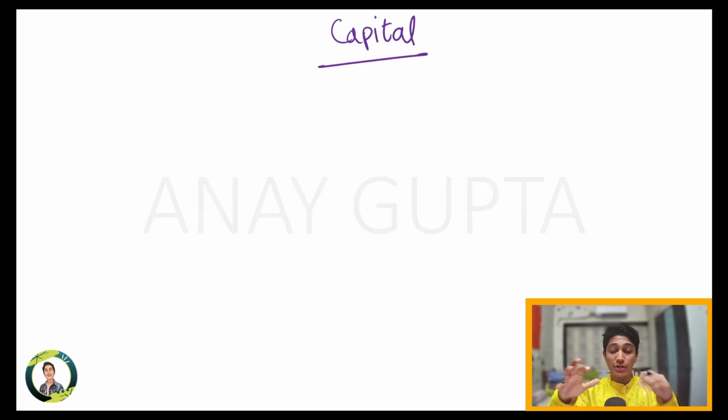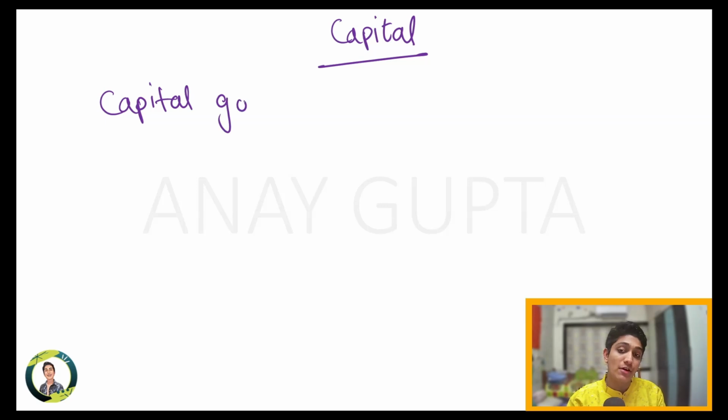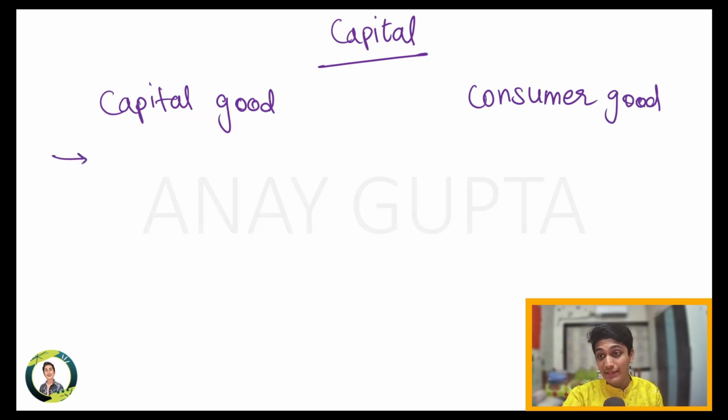Now, moving forward to the next factor, that is capital. Capital is a human made good that is used in the factor of production. The first thing that I want to clarify is the difference between a capital good and a consumer good. I know you're hearing these terms for the first time, but what is the difference? A capital good is a good used to produce other goods.